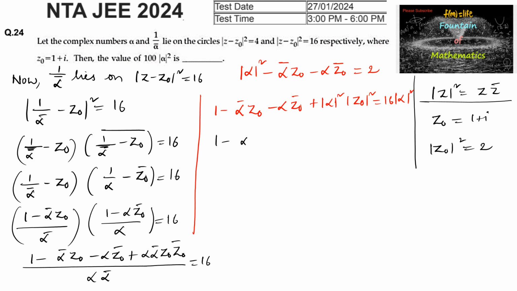or 1 minus alpha bar z naught minus alpha z naught bar, and here mod alpha square and mod z naught square is 2, so we can write here plus 2 times mod alpha square is equal to 16 times mod alpha square, or 1 minus alpha bar z naught minus alpha z naught bar is equal to 14 times mod alpha square.